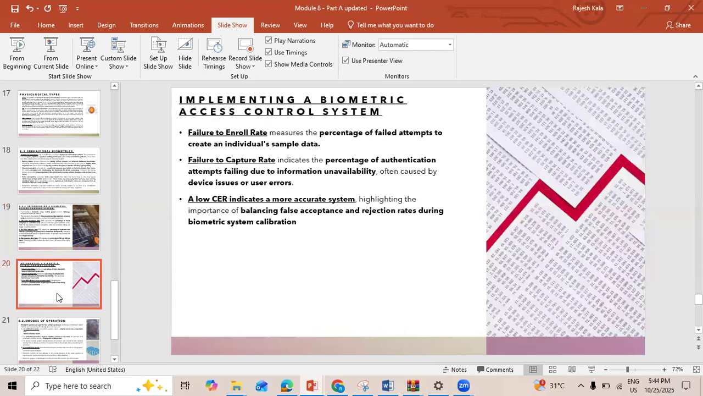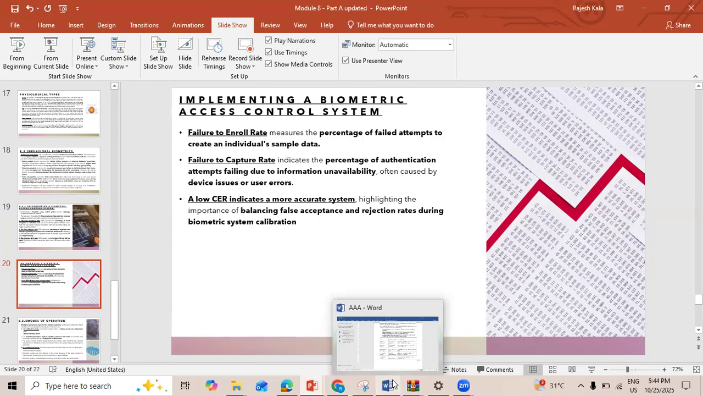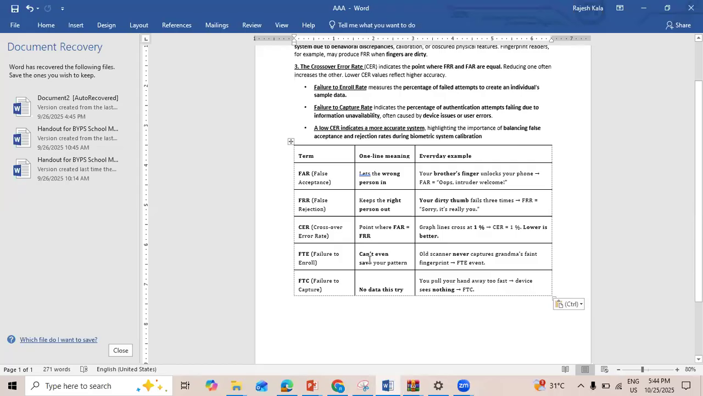Then failure to enroll rate. I cannot enroll, and it is failing. It is the percentage of failed attempts to create individual sample data. When I want to enter the data for the first time, the enrollment data, I want to give my fingerprint, but that enrollment is not done. For example, it can't even save your pattern. The system always fails. An old scanner never captures a grandma's faint fingerprint. My grandma's fingerprint is faint, there are not many ridges or valleys, so it is plain. The scanner is not accepting, so we cannot get the sample.